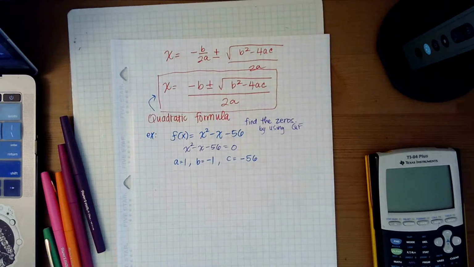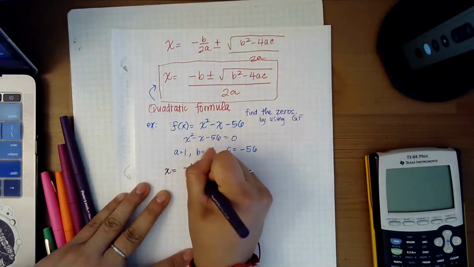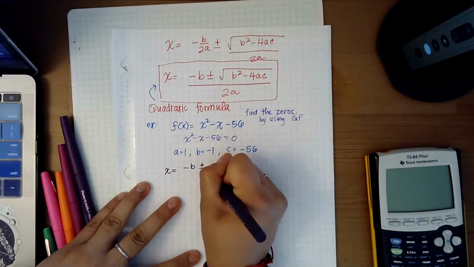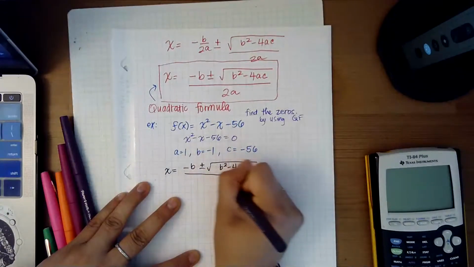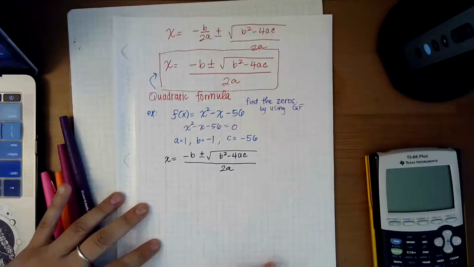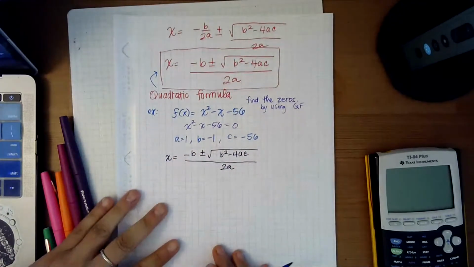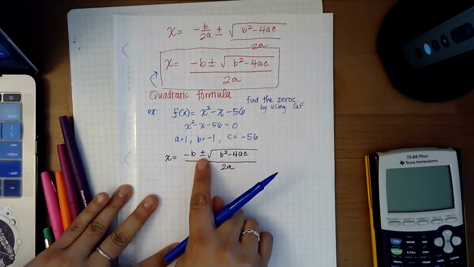Now I'm going to proceed. First, you must always start with the formula. So it's going to say x is equal to negative b plus or minus the square root of b squared minus 4ac, all over 2a. Okay, now I'm going to use parentheses and plug this into the formula. Notice there's a plus or minus, so you have a possibility of having two answers.